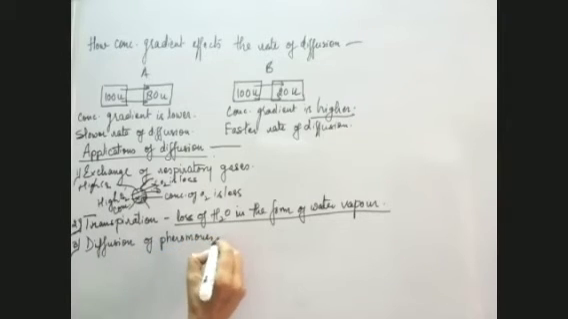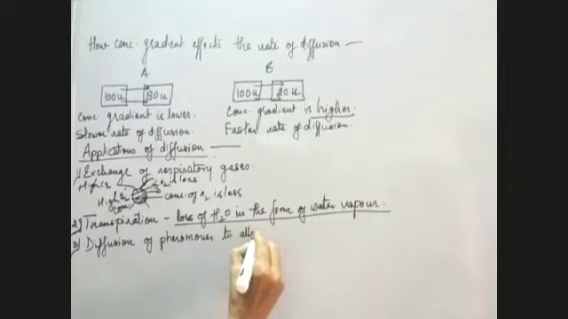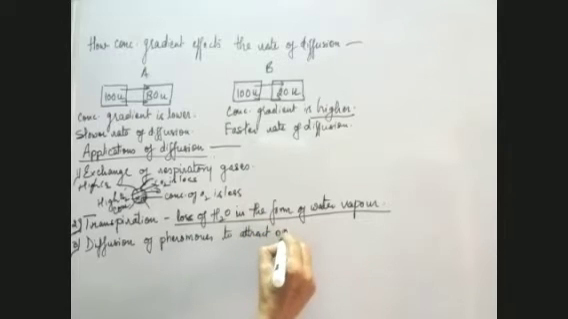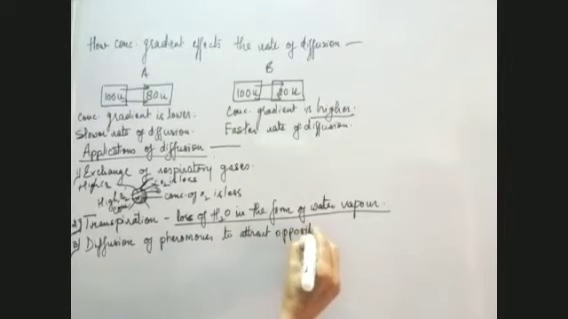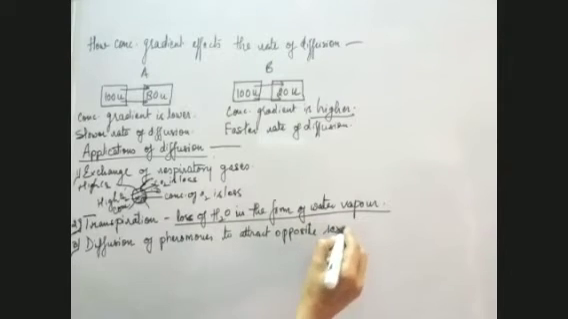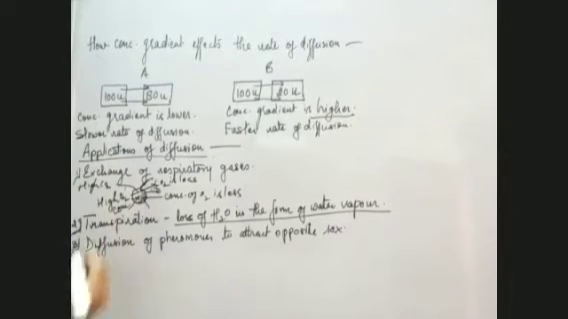Diffusion of pheromones. Pheromones are, yes, why? To attract the opposite sex. Pheromones are special hormones which are released by the organisms during the breeding season. So when the pheromones are released, they reach the other partner by the process of diffusion. So this is the third application of diffusion.